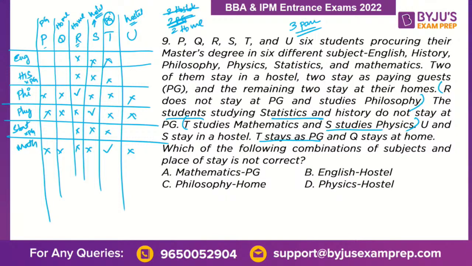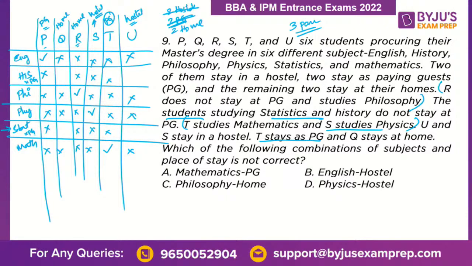Now let us see what else we can derive from this. If we know that stats is not living in a PG, which means stats cannot be P because P is living in PG. So stats is not taken by P. Similarly, history cannot be taken by P because P is living in PG, whereas the person taking history is not living in a PG. So you can see P, all of them are crosses. Only 1 tick mark is available for P. That has to be English. So this will be crosses. Clear? Once again, apply the same logic.